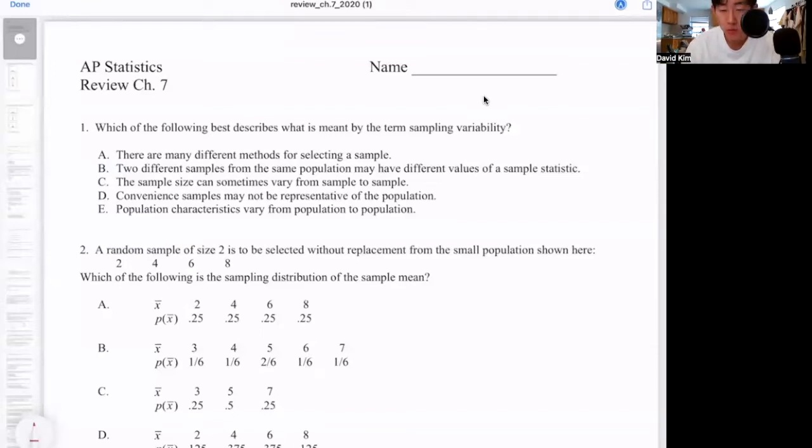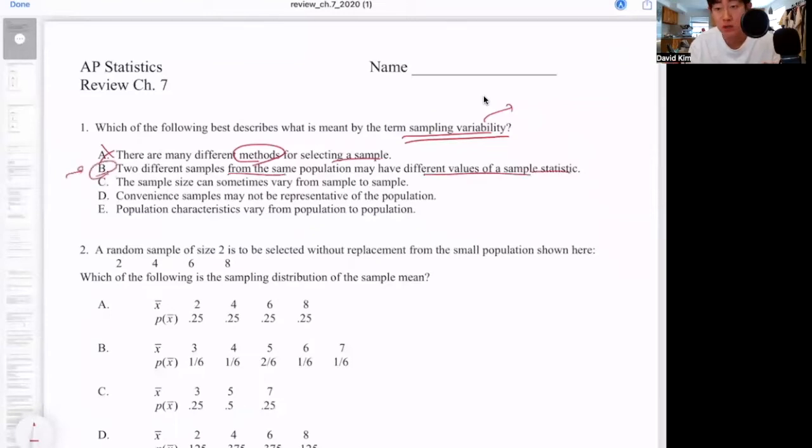All right, so for number one, which of the following best describes what is meant by the term sampling variability? There are many different methods for selecting a sample. Well, first of all, let's just go over what sampling variability means. Sampling variability is basically caused by having different samples taken from a population. And they basically differ because it's a sample. You never know what you're going to get. And so based on the samples that you get, there are obviously these subtle differences from one sample to the other. The methods of sampling, well, that's not what we're really talking about. We're really talking about how the data is going to be different from each of the samples.